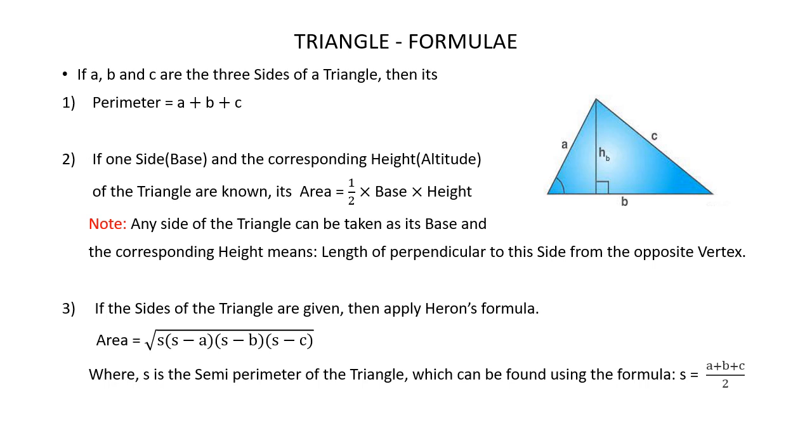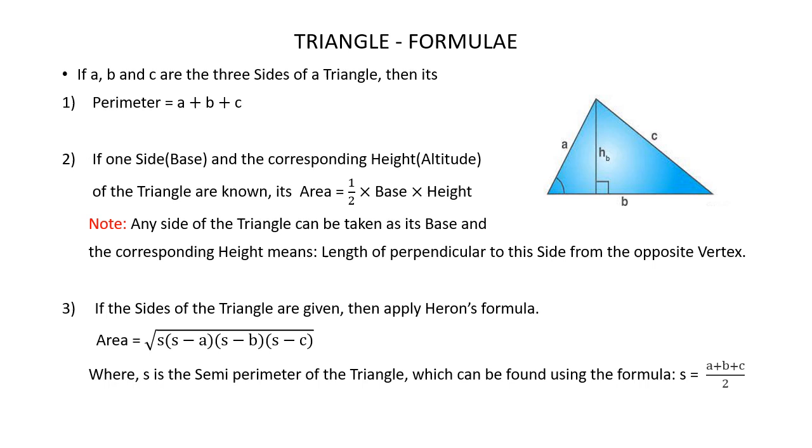Now, if the three sides of a triangle are given, then the area of the triangle can be found out using Heron's formula. So, area of a triangle is equal to square root of S multiplied by S minus A multiplied by S minus B multiplied by S minus C. Here, A, B and C are the three sides of the triangle, and S is the semi-perimeter of the triangle.